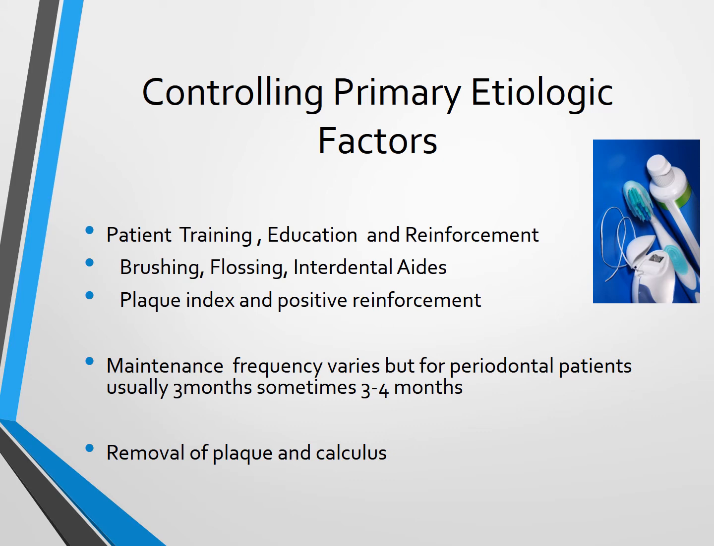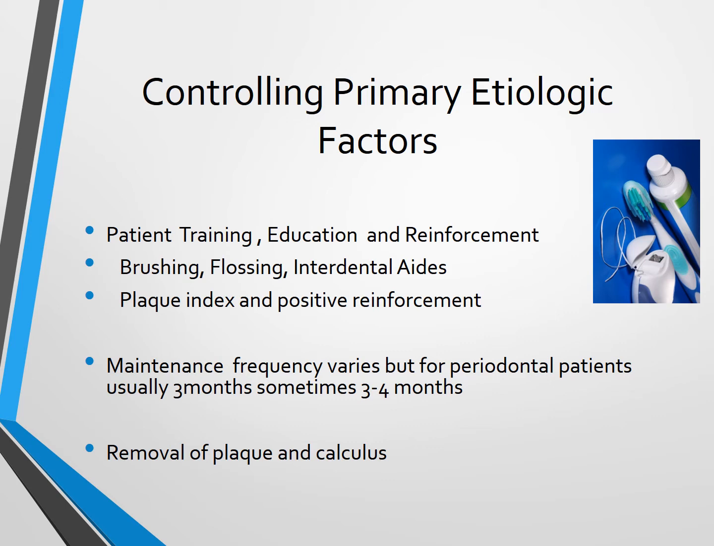So how do we control the primary etiologic factors? Well, the way you control it is through patient training, education, and reinforcement of the proper home care. You want to make sure the patient is adequately debriding the biofilm or the microbial plaque. How do they do that? They need to brush, floss. Sometimes they need to use interdental aids. And when they come into the dentist, things that we can use to help reinforce the behavior would be plaque index and then positive reinforcement.